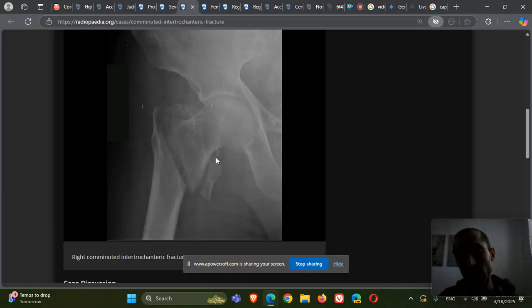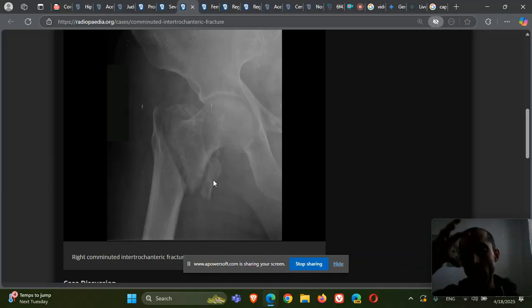I'm not talking about children's, but as adults, isolated lesser trochanteric fractures are considered pathological until proven otherwise. What do I mean? That when you see a patient, not this one, but a patient with an isolated lesser trochanteric fracture, note that you need to look for a pathological reason for this fracture because it shouldn't happen.